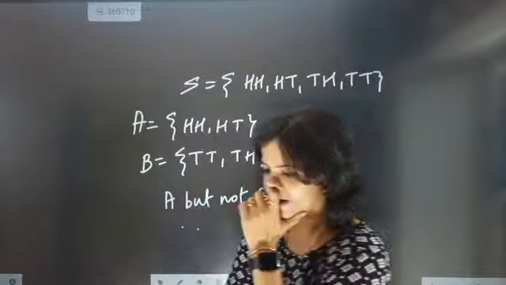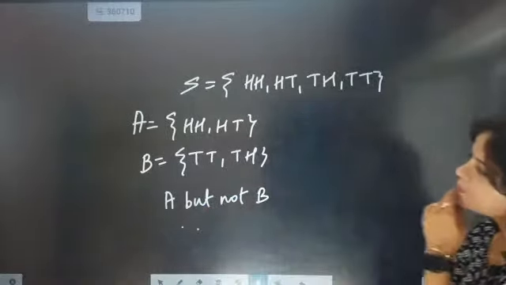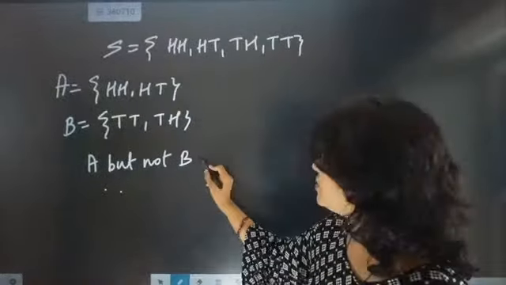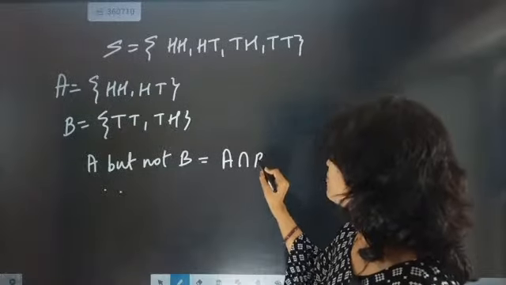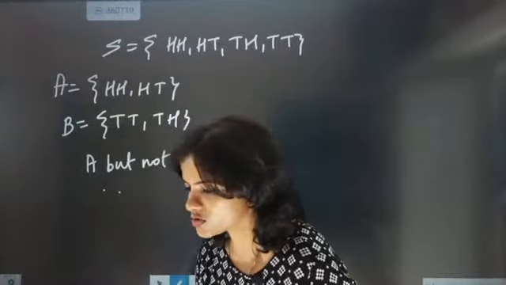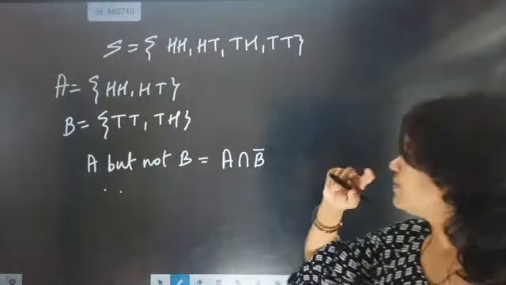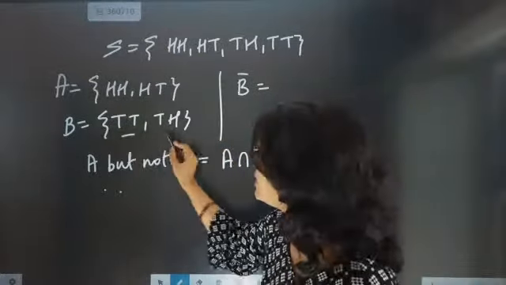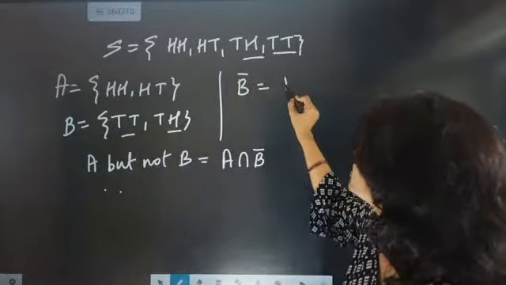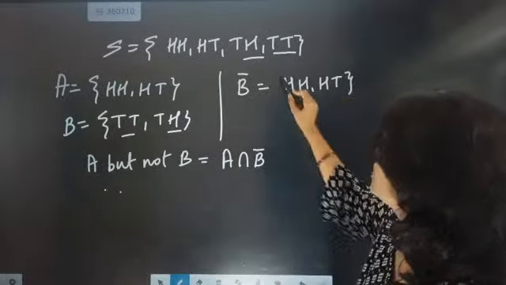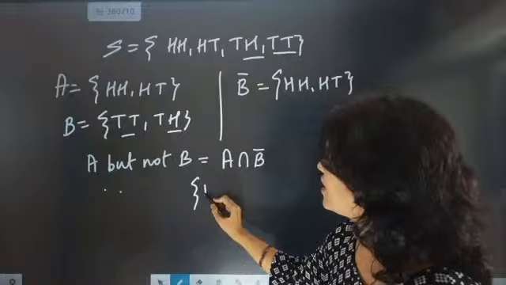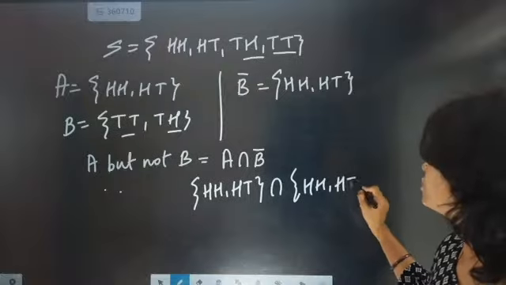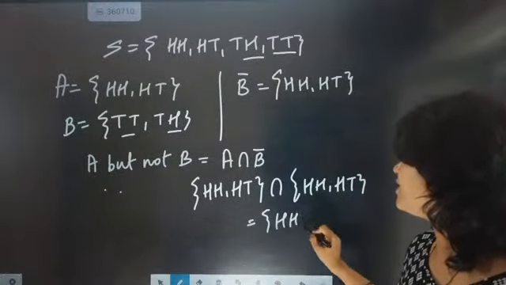Okay, Dipankar is telling head head and head tail only will come. Let's see. First we have to find the negation of B, because A but not B means A intersection of B complement. Pooja is also telling head head and head tail is coming. Super. So B negation or B complement means here tail tail and tail head is there, so the remaining part is head head and head tail. So what is A? A is head head and head tail, intersection head head and head tail. That means they are exactly common. So the answer will be head head and head tail.